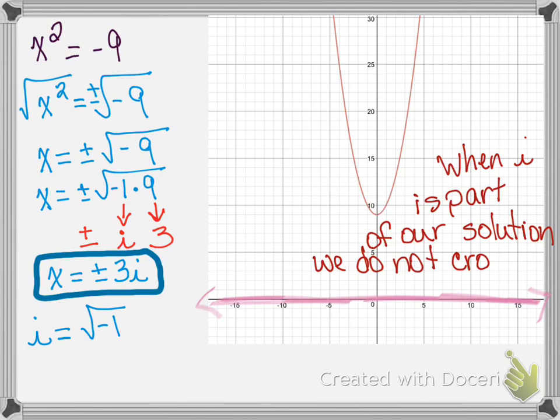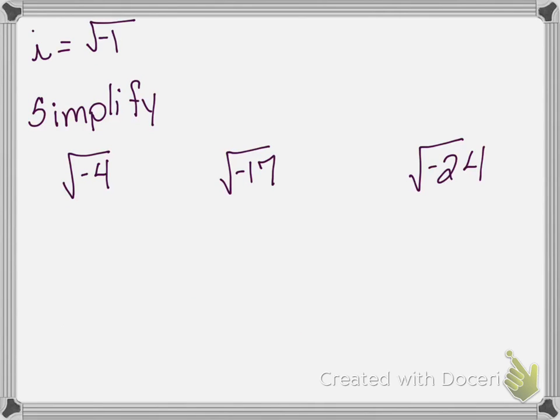So now what we're going to do is practice some of our properties with i. When i is part of our solution, we do not cross the x-axis. So that's what you need to know about i. Let's talk a little bit about the properties of i. Can I move off the screen? So i is the square root of negative 1. That's what you need to know.